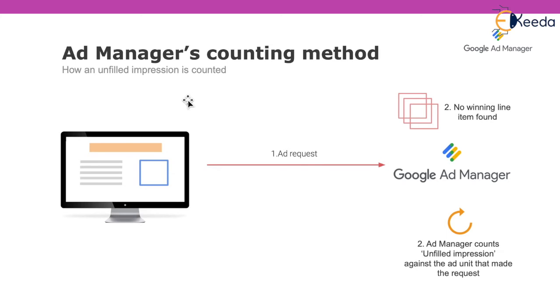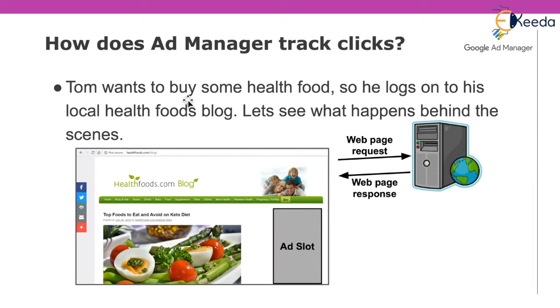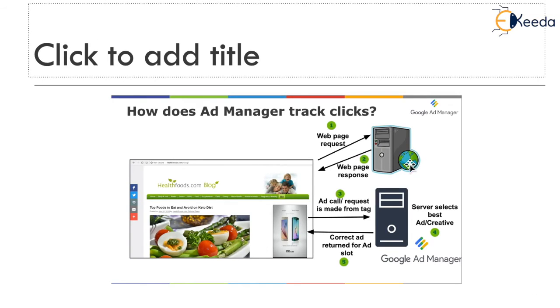Let's see how Ad Manager tracks clicks. Now we all know about the ad serving process. The user accesses the website, a request is sent to the web server, and it responds back with the page, and this is how the content is loaded. Now the ad tags are also deployed on the web page, so an ad slot is created. This ad slot makes a request back to the ad server. The ad server runs an ad selection process in the background and responds back with the ad.